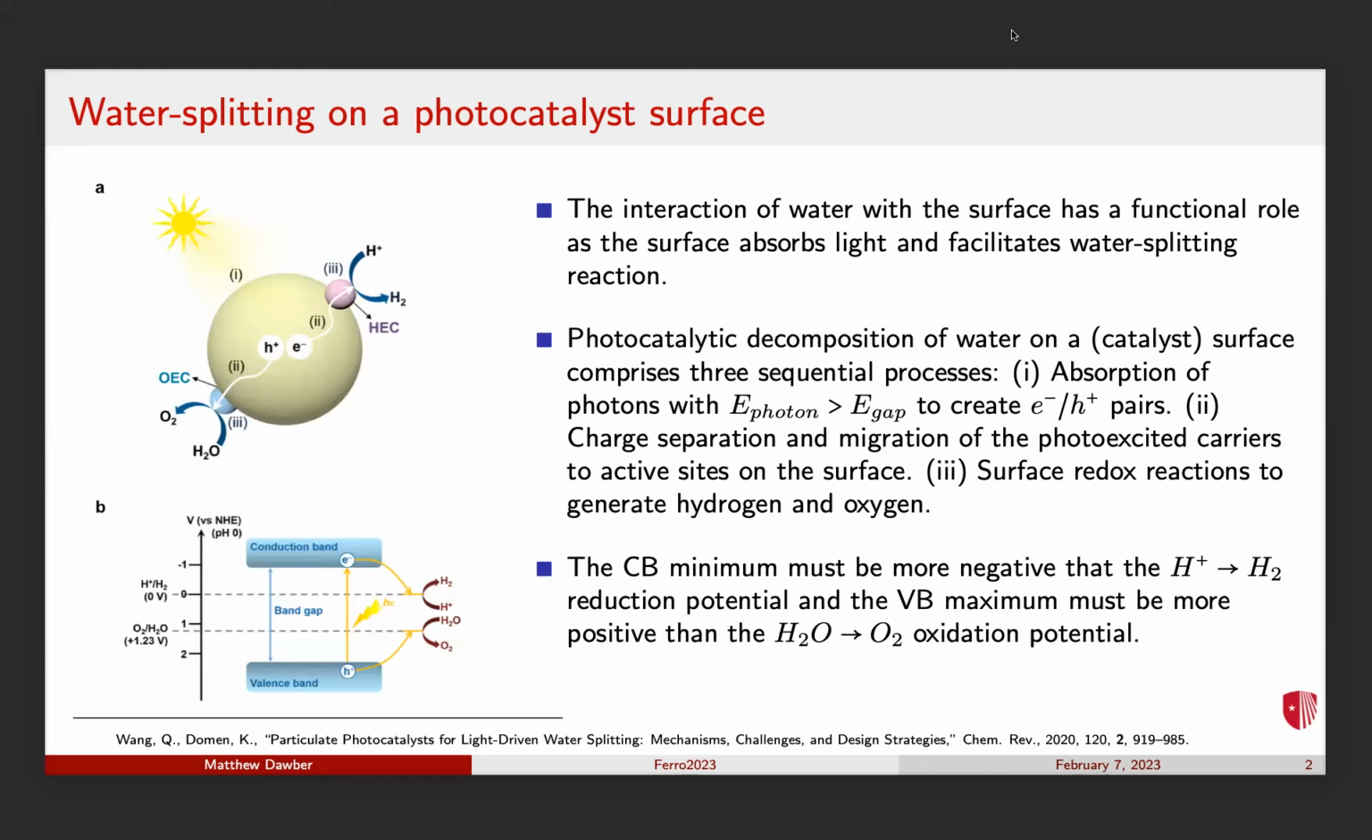So the requirements for a material to do this reaction: the conduction band minimum of the material must be more negative than the reduction potential for the hydrogen, and the valence band maximum must be more positive than the oxidation potential. So you kind of have to straddle these two levels in this redox reaction, otherwise the reaction won't proceed.